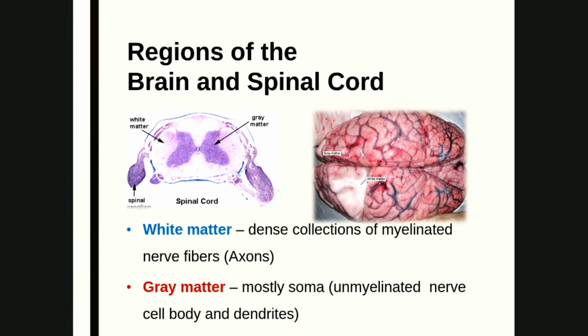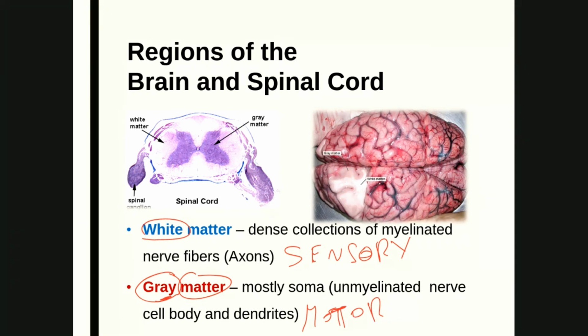Now, regions of the brain and spinal cord. There is something called gray matter and white matter. White matter should be white in color, gray matter should be gray in color, isn't it? It's not like that. What you see here is the white matter is responsible for having sensory nerve fibers, whereas the gray matter is responsible for having motor fibers. When you cut the spinal cord, this is the cross section, and the gray matter is present inside the spinal cord. This is the gray matter, in the shape of an H, and there is a hole called the central canal.